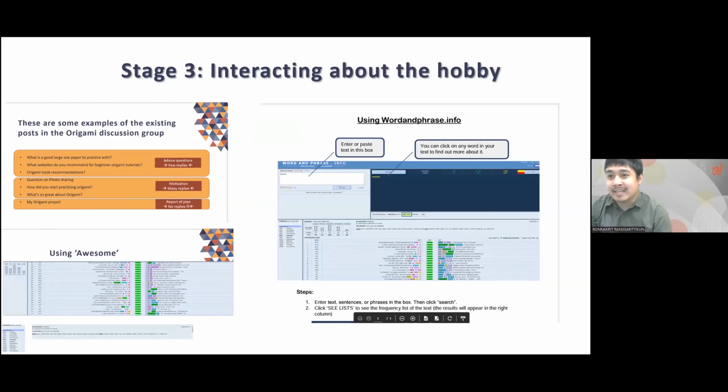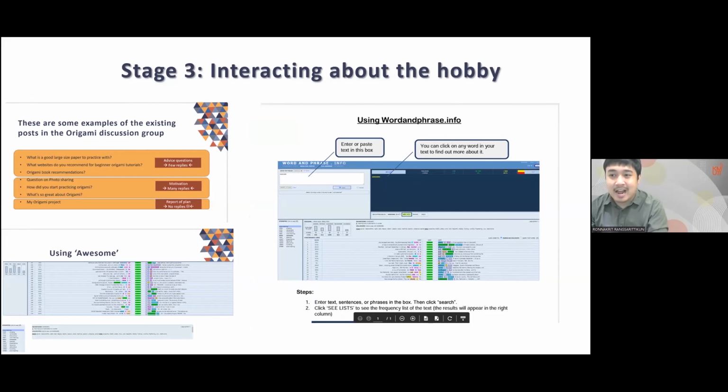And the third one is interacting about the hobby. This one concerns using Reddit. So the aim of this, I mean, we successfully do things in English, right? That's one of the key goals of the languaging curriculum.